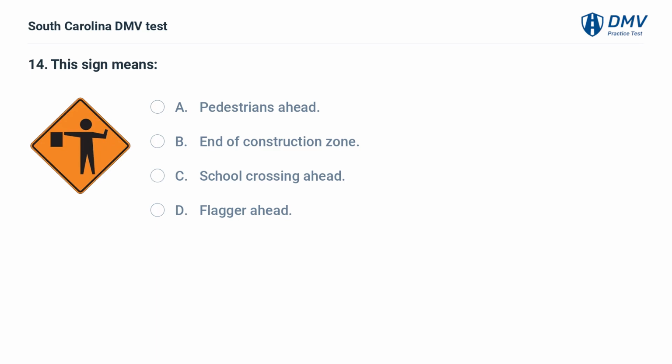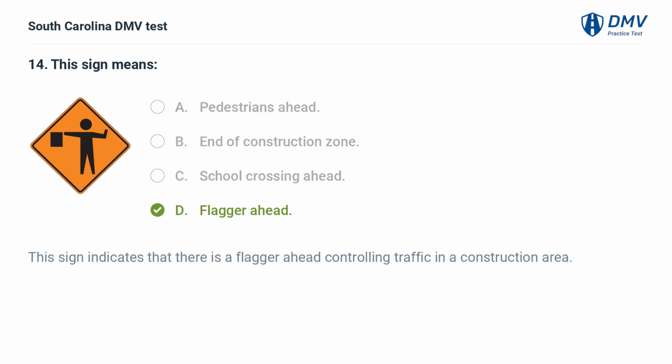This sign means A. pedestrians ahead. B. end of construction zone. C. school crossing ahead. D. flagger ahead. D. flagger ahead. This sign indicates that there is a flagger ahead controlling traffic in a construction area.